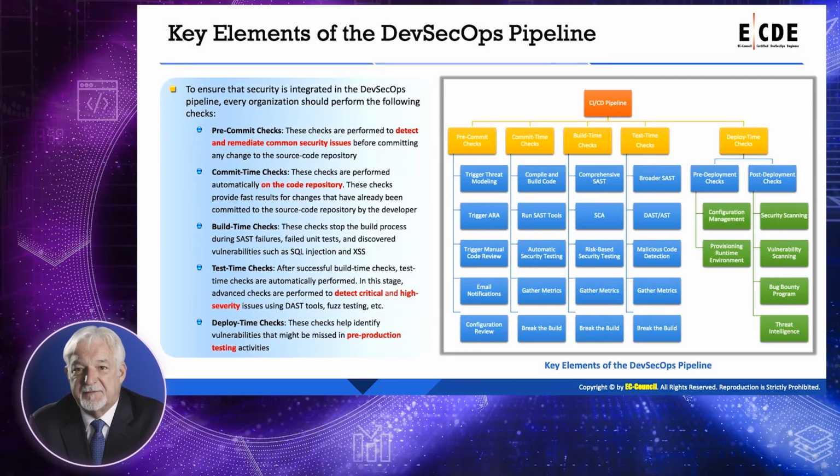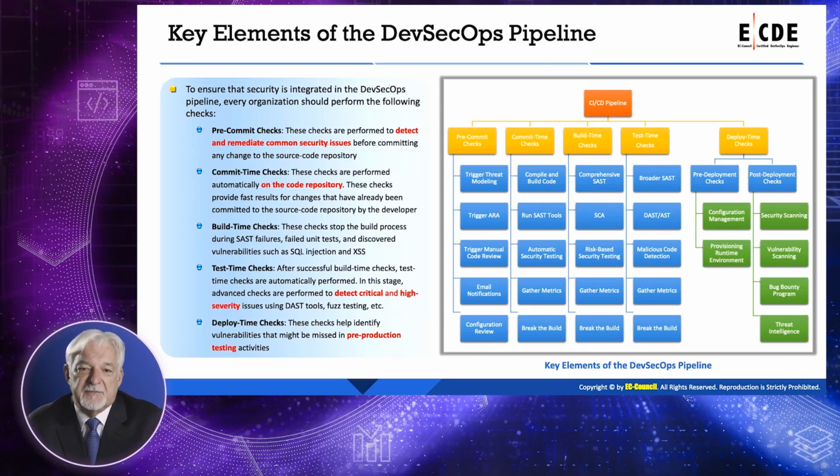Key elements of the DevSecOps pipeline. To ensure that security is integrated in the DevSecOps pipeline, every organization should perform the following checks. Pre-commit checks. These checks are performed to detect and remediate common security issues before committing any changes to the source code repository. It's also called setting hooks.